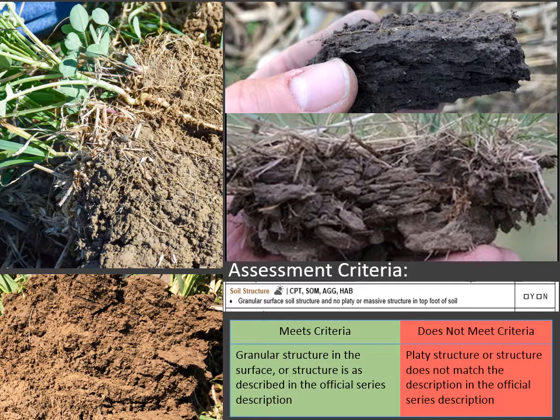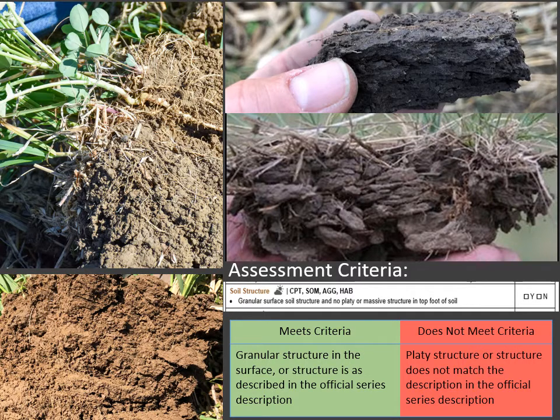So to finish up on the assessment criteria for structure, we want to look for that granular structure at the soil surface. We don't want to see any platy or massive structure in that top foot of soil. So if we look at these pictures here, this one on the upper left is a great example of a good granular structure. We see all of those aggregates forming around those plant roots, and we see that nice aggregate structure at the surface of the soil.